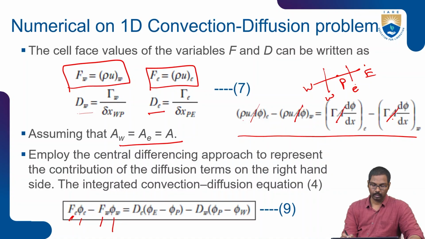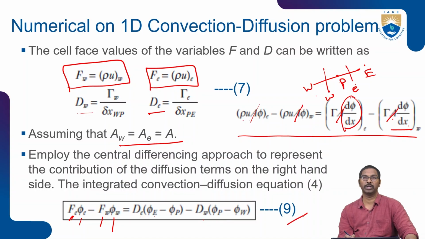Then Γ dφ/dx. So dφ/dx is taken based on central difference, that is (φE − φP) divided by δx, and Γ/δx is nothing but dE. Similarly for this term, dφ/dx, that is (φP − φW), and Γ/δx is dW. So such that we got the discretized equation, that is equation number 9.